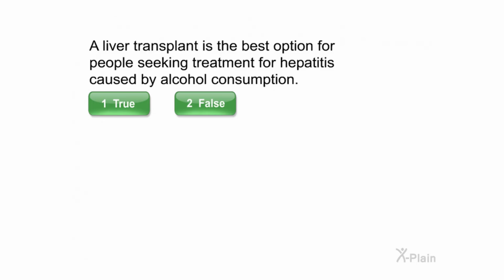A liver transplant is the best option for people seeking treatment for hepatitis caused by alcohol consumption. Select true or false.